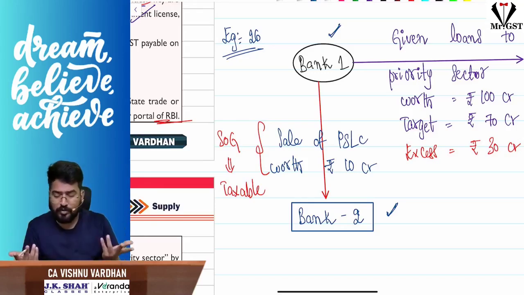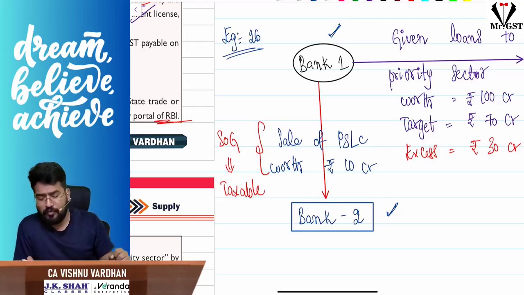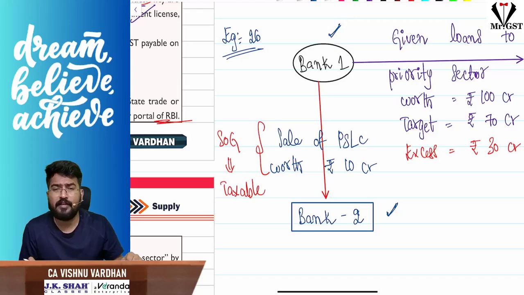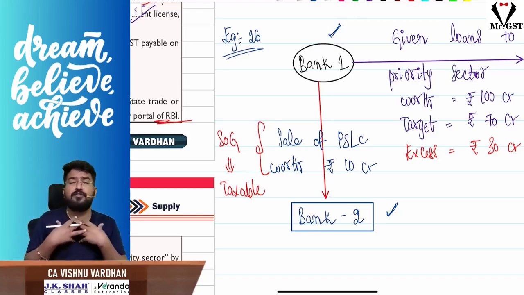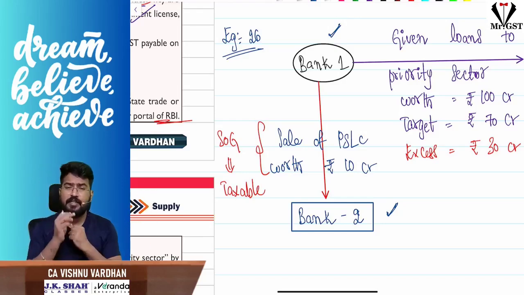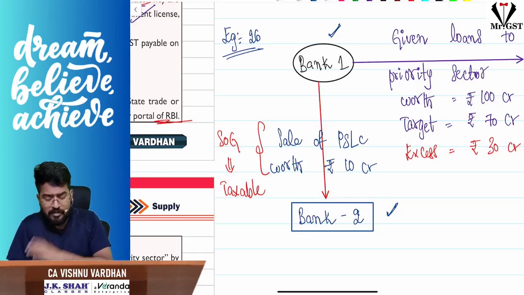So bank 2, let us assume, has a shortfall of 10 crore worth. What they will do, they will buy 10 crore worth priority sector lending certificate from bank 1. So that will be 10 crore conditions satisfied for them. That way those banks which are not able to achieve the targets of priority sector lending will buy the priority sector lending certificates from the banks which have achieved the targets. So now let us assume 10 crore worth PSLC has been sold to bank 2.